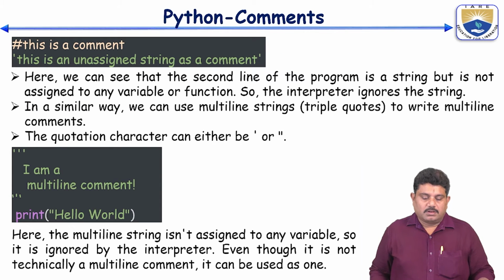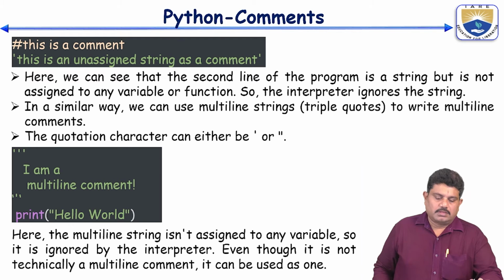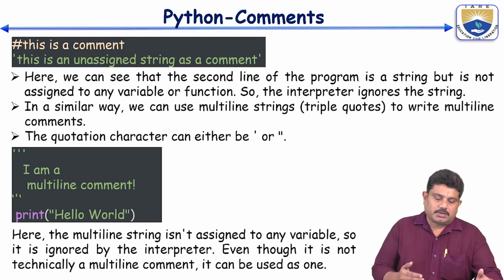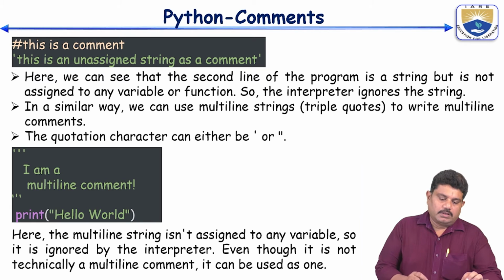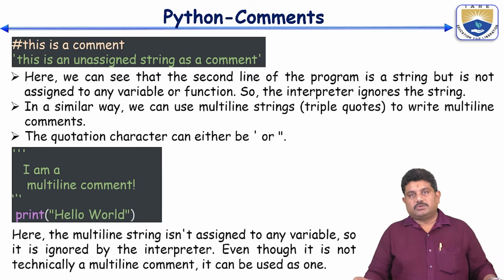See here in this example, in three single quotes I have written 2 lines: I am a multi-line comment, like this. Here we are not assigning this string to any variable. Because of that, these 2 lines of strings will be omitted by the translator. The Python translator won't execute all these things, it executes only print hello world, and it prints hello world only. That is how you can achieve multi-line comments in Python.